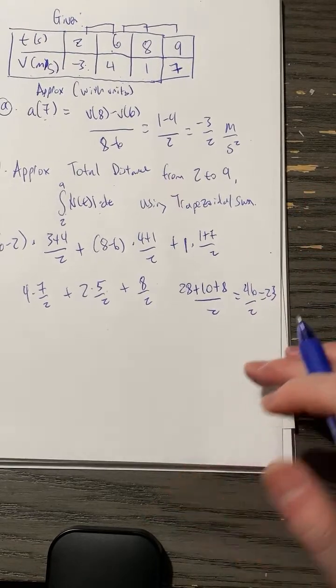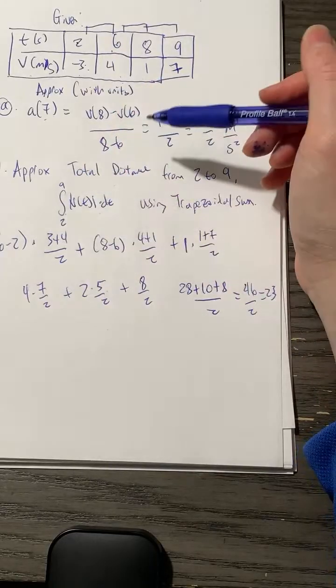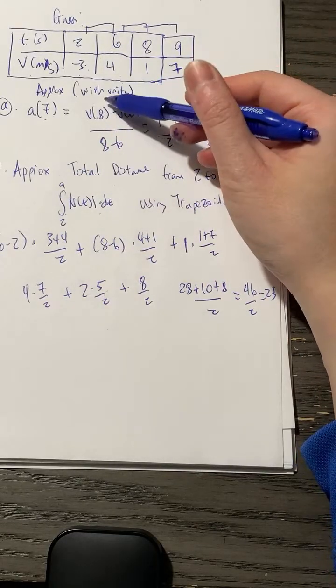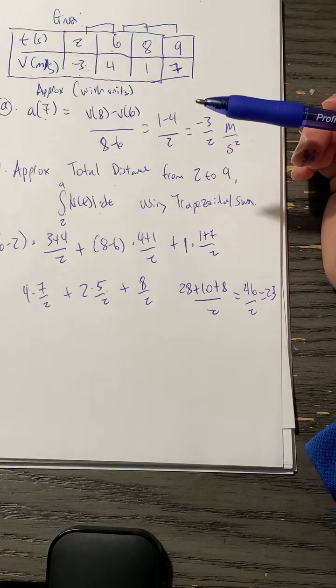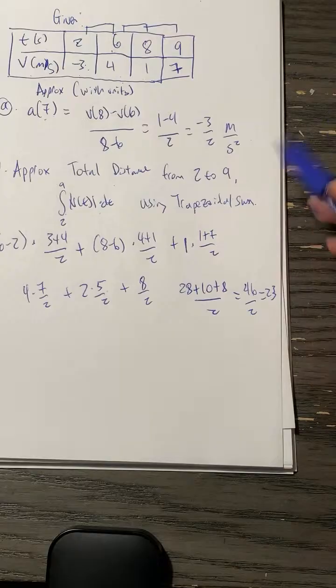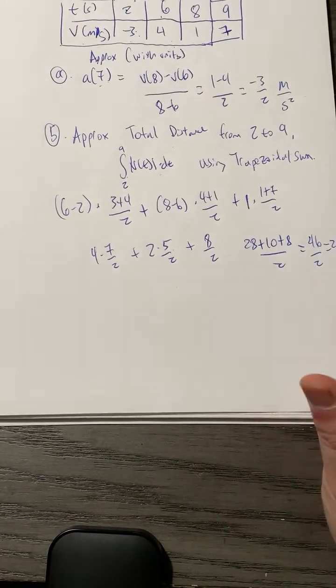Again, the hard part is A, trapezoidal sums are more annoying because you have to introduce this fraction. And then B, we had to be careful with the negative. We had to treat it like positive because we have absolute value. But that's how you do trapezoidal sums. So now let's do this question right here.